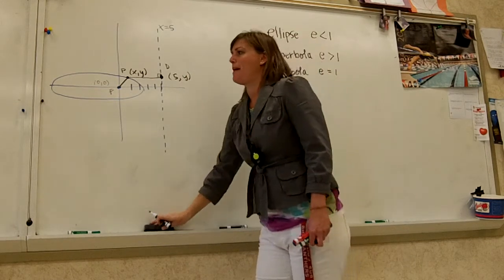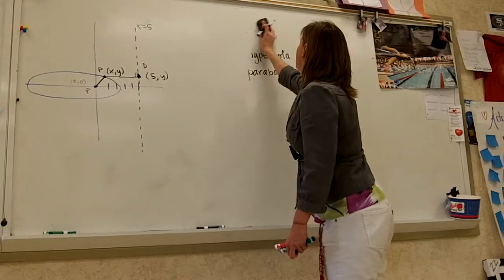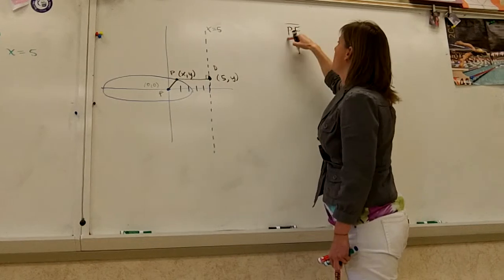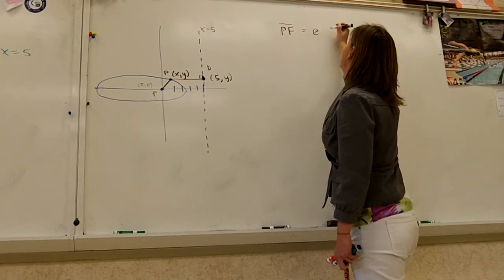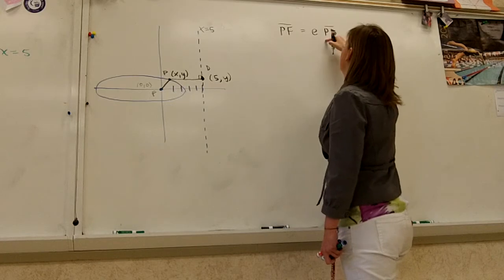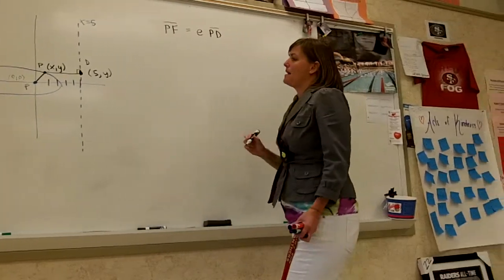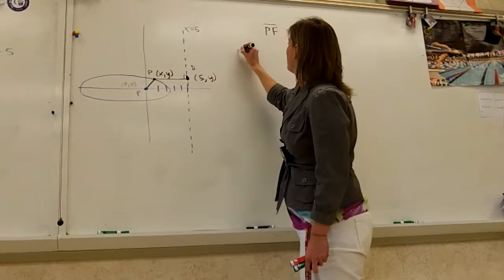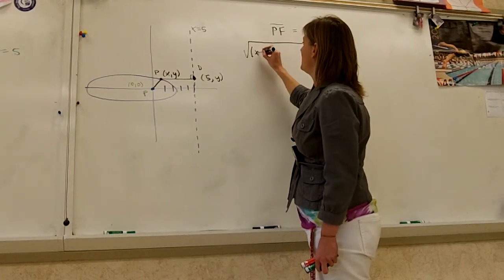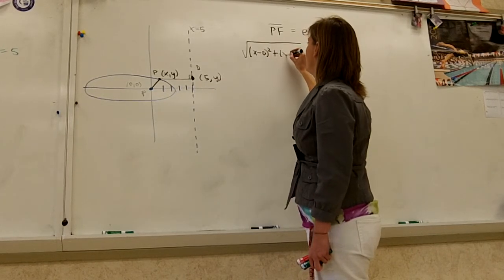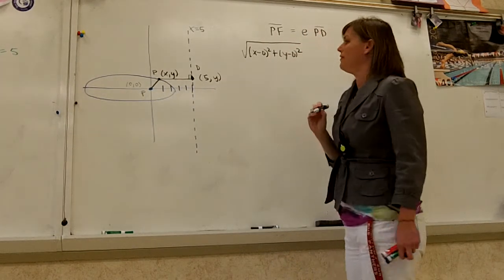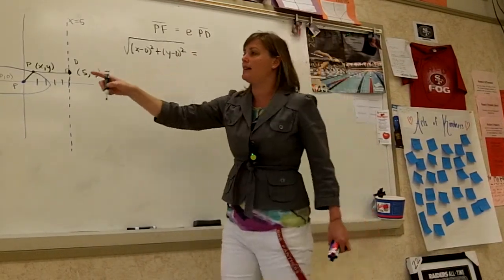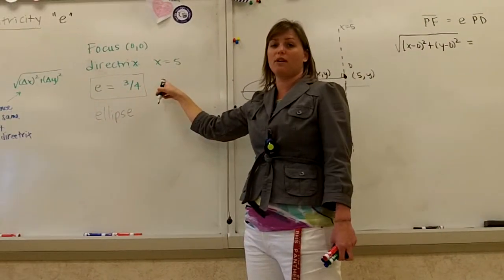All right, now, here's where the algebra gets fun. So let's see. I'm going to start off with my equation. The distance from the point to the focus is equal to the eccentricity times the distance from the point to the directrix. So here's my PF. So I just have to find the distance between those 2 points. Well, that's equal to the square root of (x minus 0) squared plus (y minus 0) squared, which is equal to my eccentricity, which in this case was equal to 3/4.